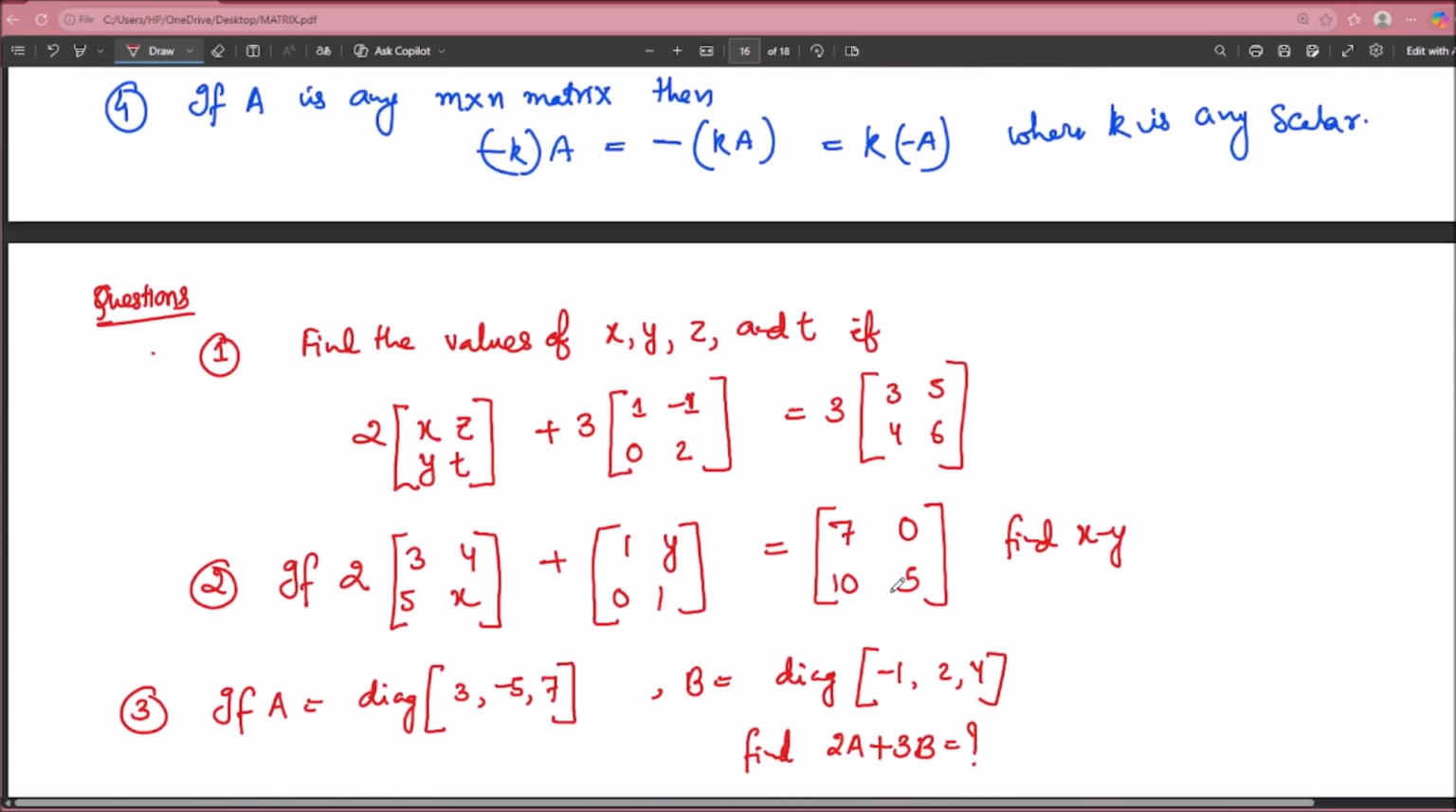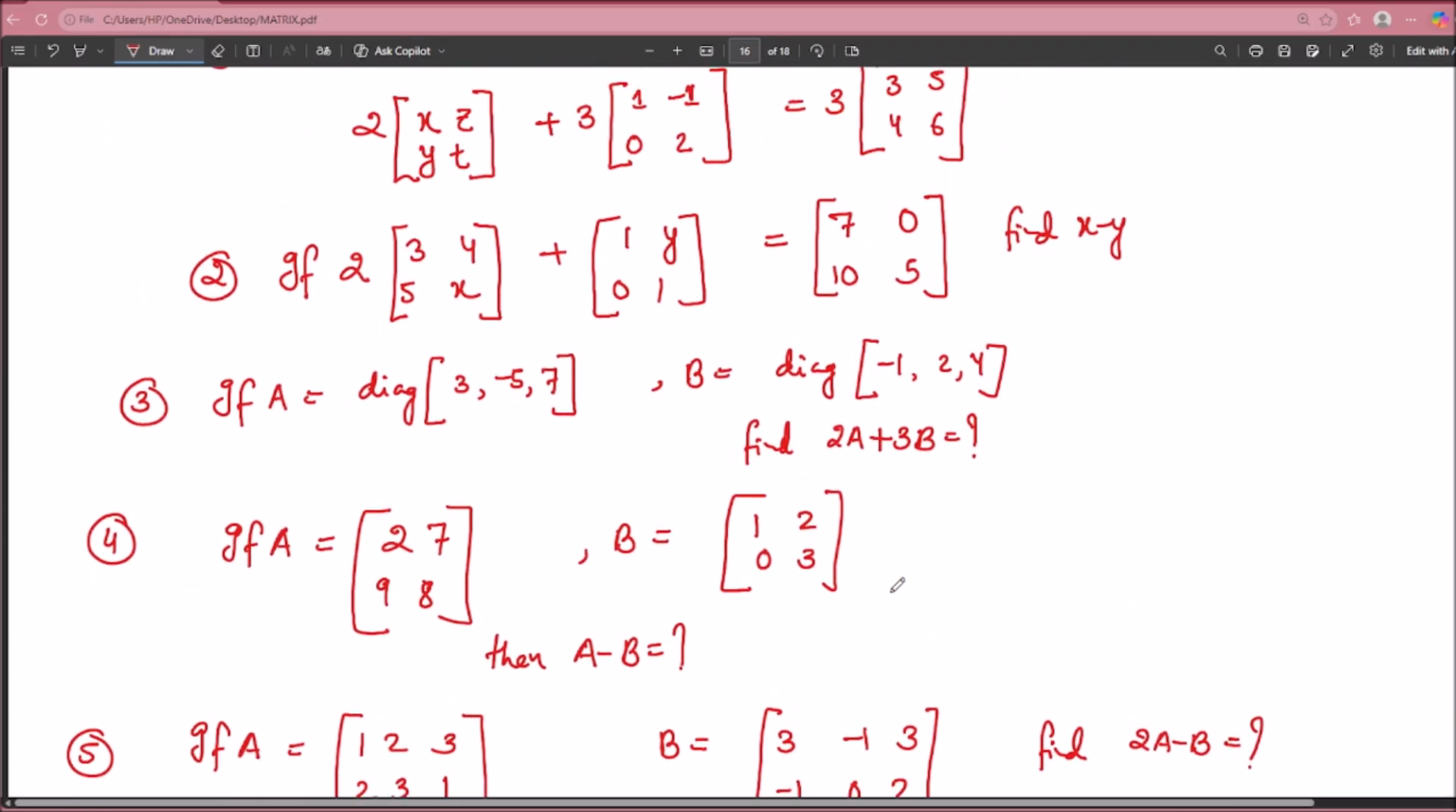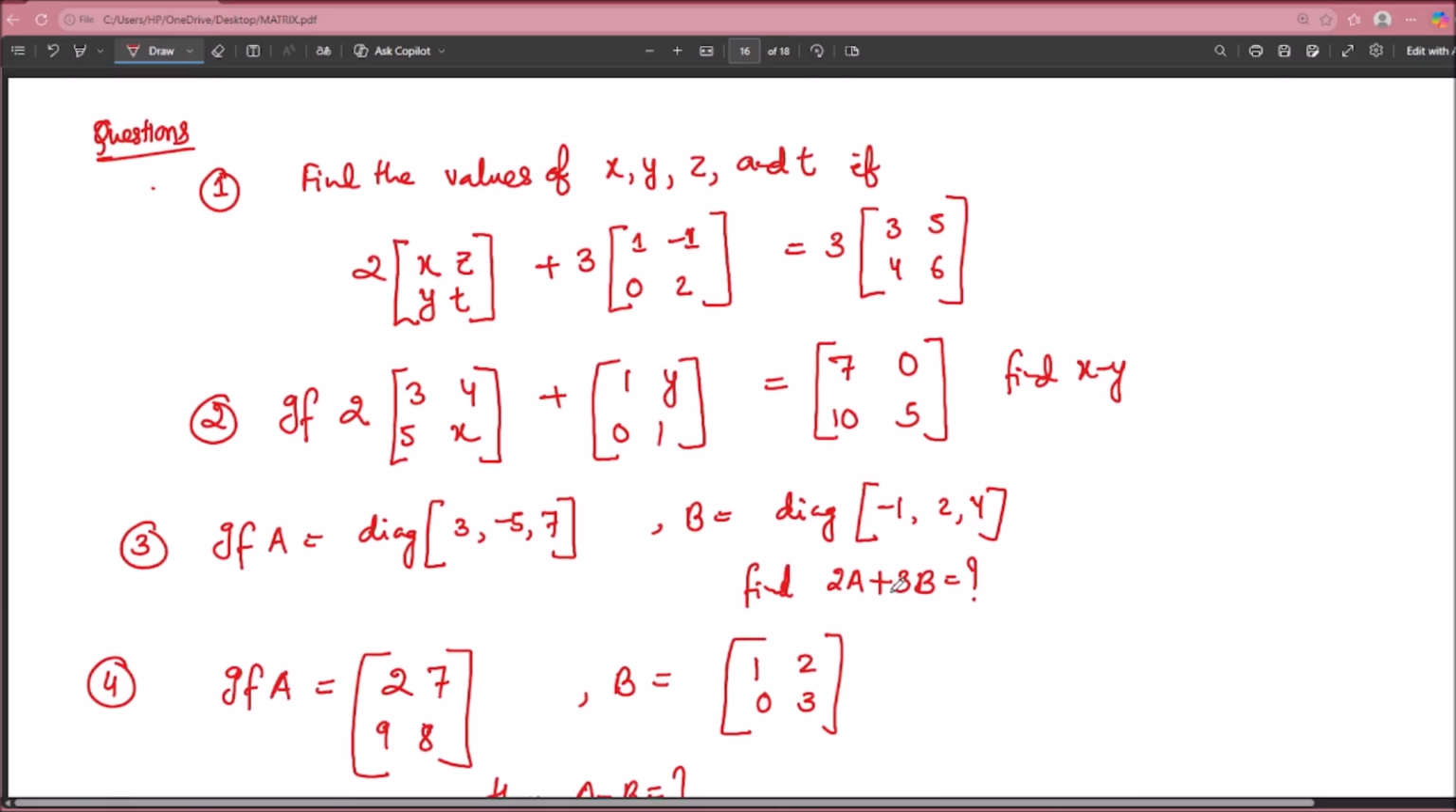Now for the next class we have some problems. There are 5 problems. Solve them according to your understanding. Then we'll solve them one by one in the next lecture. So the first problem is, find the value of x, y, z and t if 2 times [x z; y t] plus 3 times [1 -1; 0 2] is equal to 3 times [3 5; 4 6]. The second one is, if 2 times [3 4; 5 x] plus [1 y; 0 1] is equal to [7 0; 10 5], then find the value of x and y.